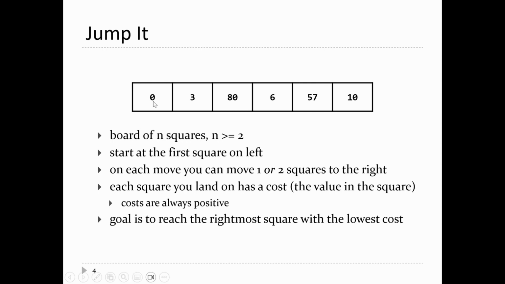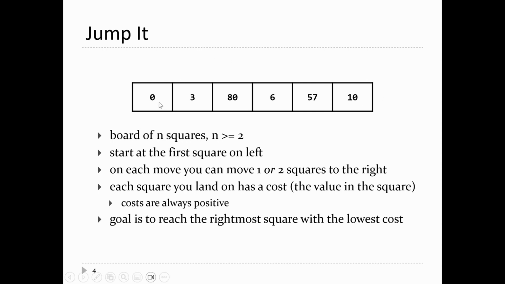So the rules of the game are, you start on the leftmost square, and then you are allowed to take 1 step to the right. So I can go to the 3. Or I can take 2 steps to the right. I can go to the 80. The goal is to reach the last square, minimizing the total cost.